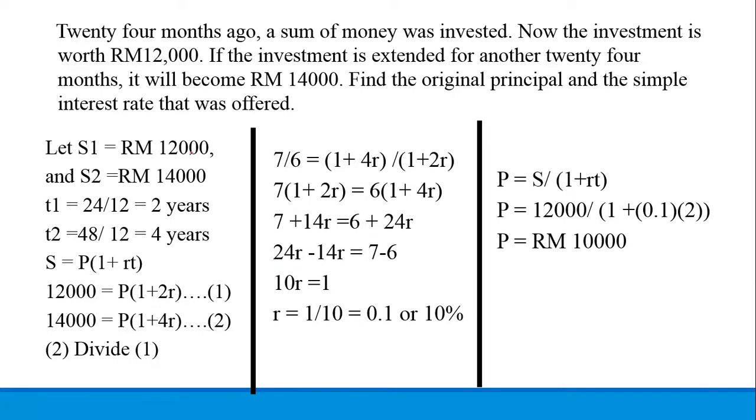Next one, suppose that 24 months ago a sum of money was invested. Now the investment is 12,000. If the investment extends for another 24 months, it will become 40,000. Find the original principal and the simple interest rate that was offered.